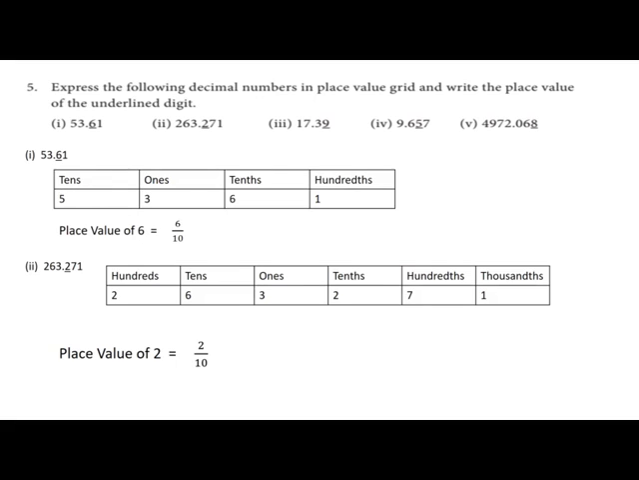Last one, fifth problem. Express the following decimal numbers in place value grid and write the place value of underlined digit. So you have to write the place value grid and find the place value of the underlined digit.